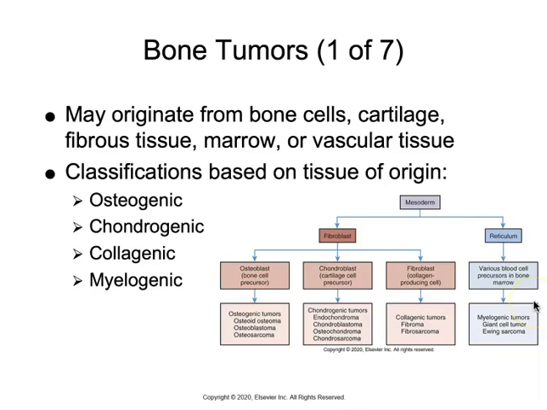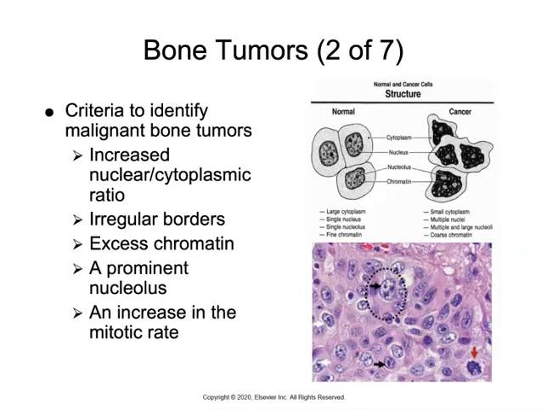Now, we can also have classifications include tumors of histiocytic, notochordal, lipogenic, and neurogenic origin based on their cellular lineage. Now, when we classify tumors, it will include benign or non-invasive and malignant or invasive tumors. But we're going to focus here on our malignant bone tumors.